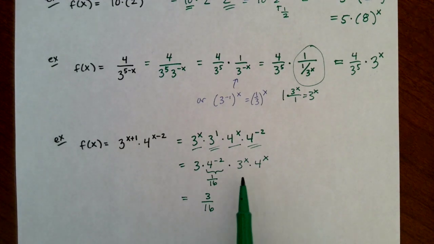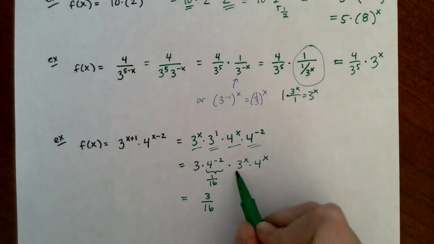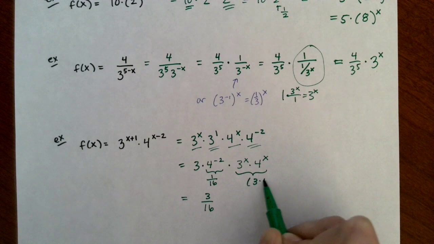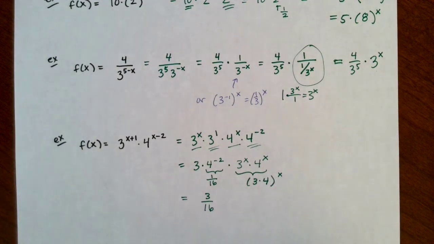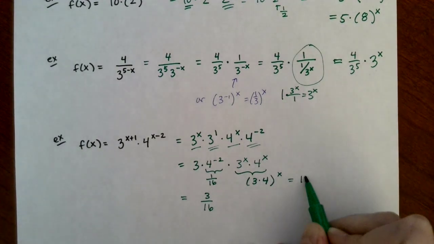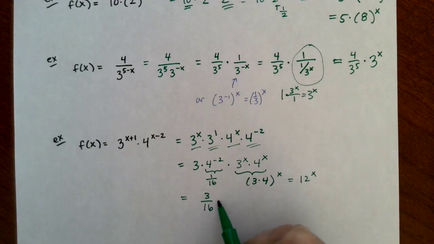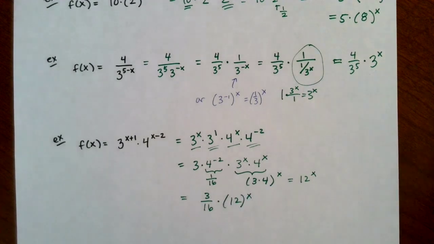And then here I have two different b to the x's, which doesn't quite fit into the format that was requested. But if we have 3 to the x times 4 to the x, this can combine to 3 times 4 to the x power. So this is 12 to the x. And that's my final answer.